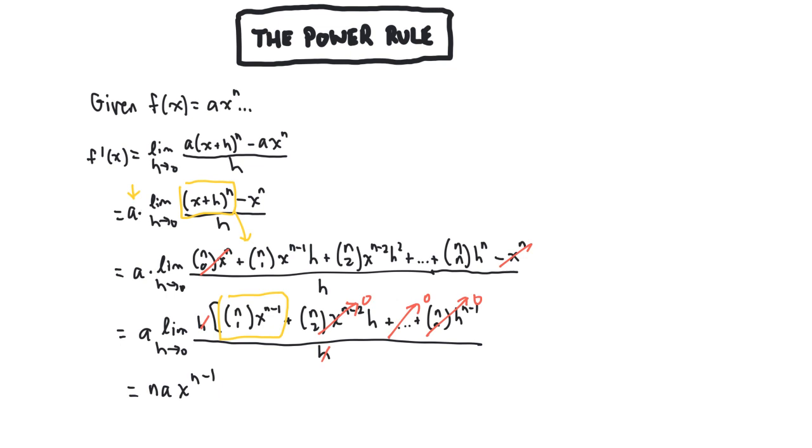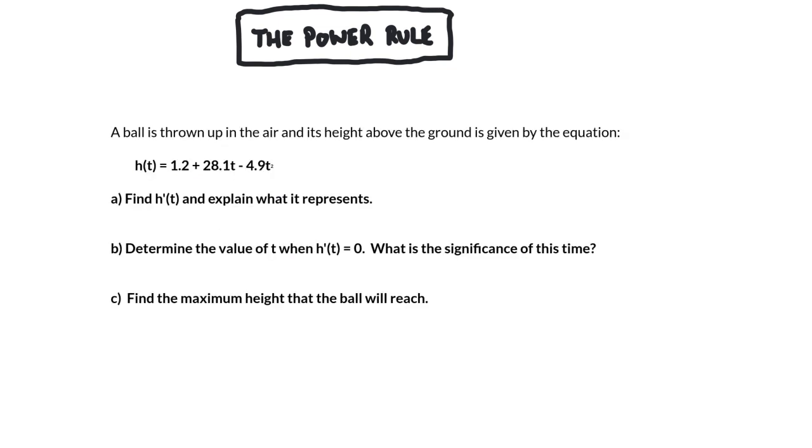So now we can turn our attention to some really, really useful applications of the power rule. We'll start with a classic example. A ball is thrown up in the air, and its height in meters above ground is given by the equation h of t is equal to 1.2 plus 28.1t minus 4.9t squared. So time here is measured in seconds.